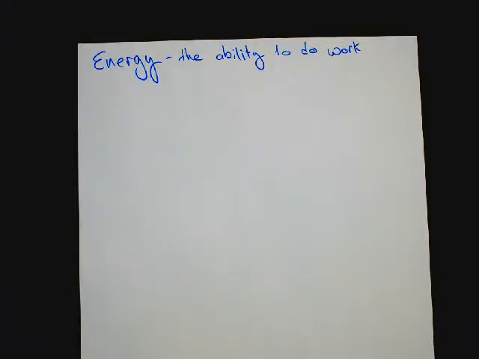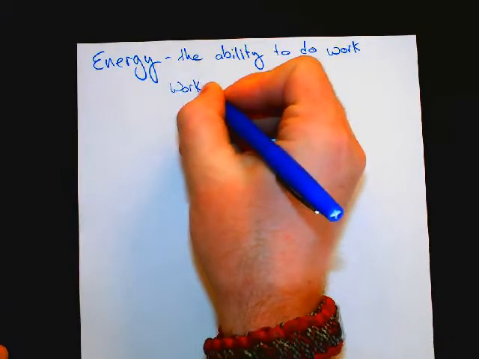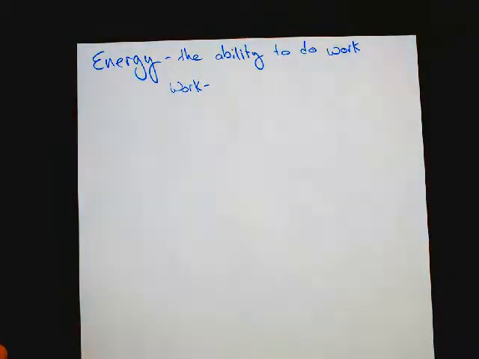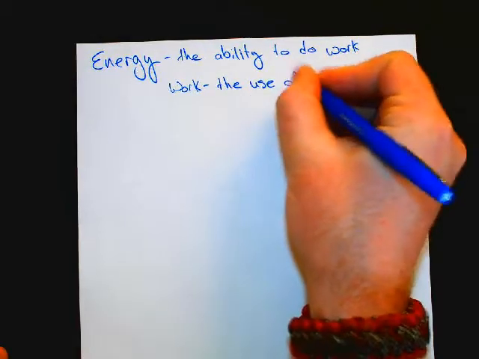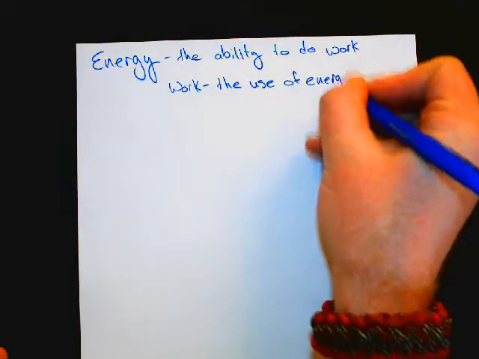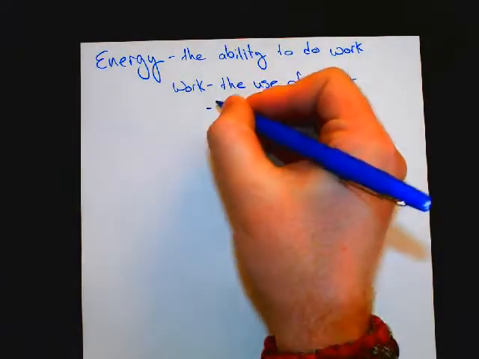Yeah. What's work? So there are two ways we can define work. The first way we can define work is the use of energy. So that is not helpful at all. While it's an accurate statement, circular definitions are not going to benefit us. So we're going to add in another definition here.